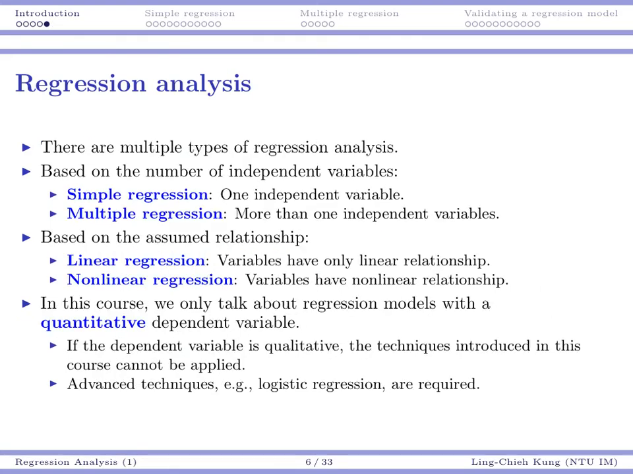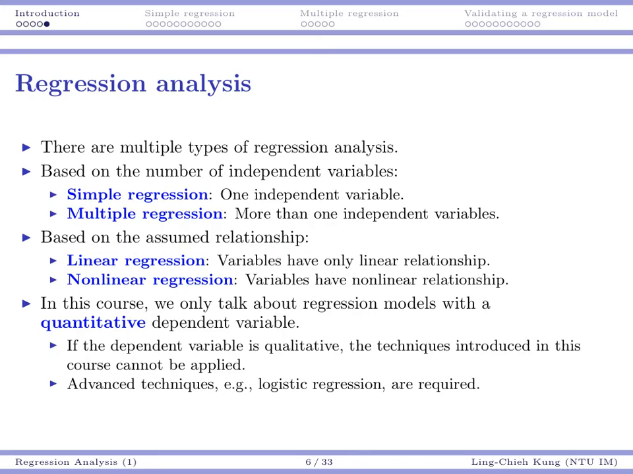Before we really start, let me give you some more terminologies. There are multiple types of regression analysis. According to the number of independent variables, if we have only one independent variable, we call it a simple regression. If we have more than one independent variable, we call it a multiple regression.